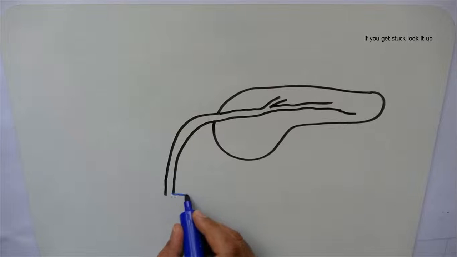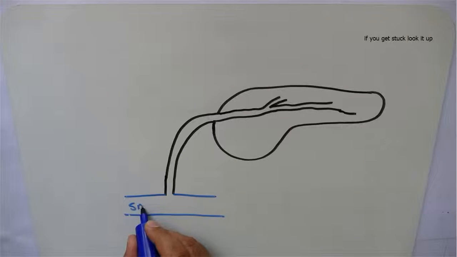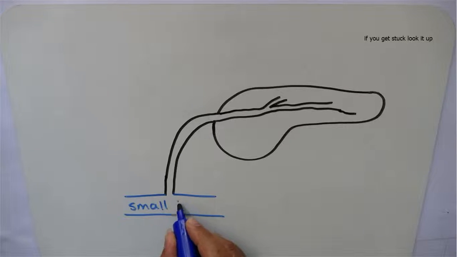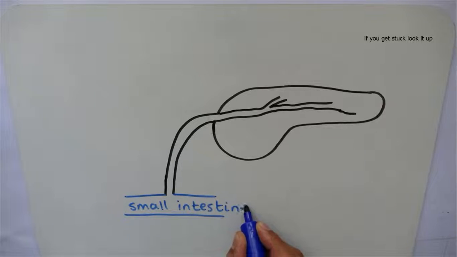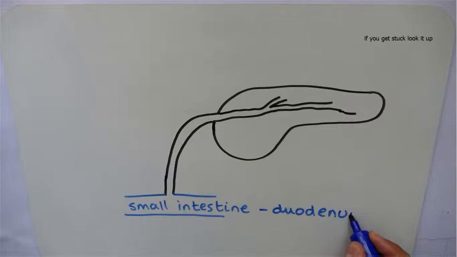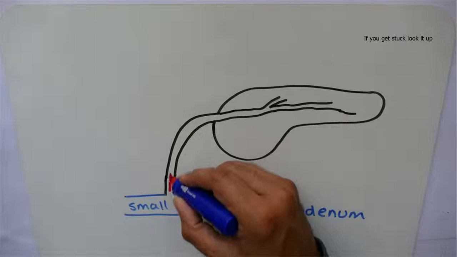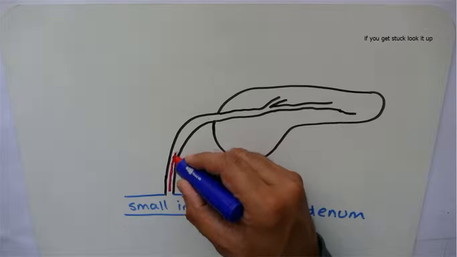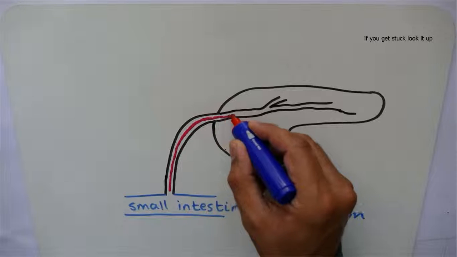So here's your intestine. The small intestine, the first part, it's called the small intestine, the duodenum. So this is the pancreatic juice, fluid.